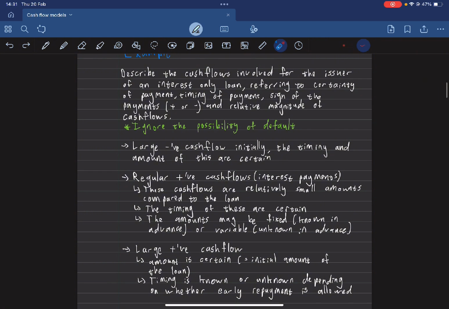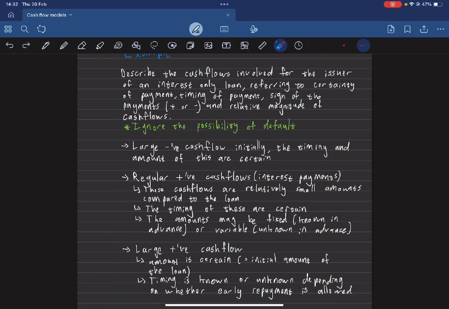Next, we're going to see that there are regular positive cash flows, and these are going to be the interest payments. So we're going to receive interest payments monthly or whatever the contract says. And these are going to be relatively small compared to the loan, and the timing of these is certain. So in the contract, it's going to say maybe they have to pay us interest every month. And the amounts of these interest payments could be fixed if we use a fixed interest rate, or they could be variable if we have something to factor in inflation.